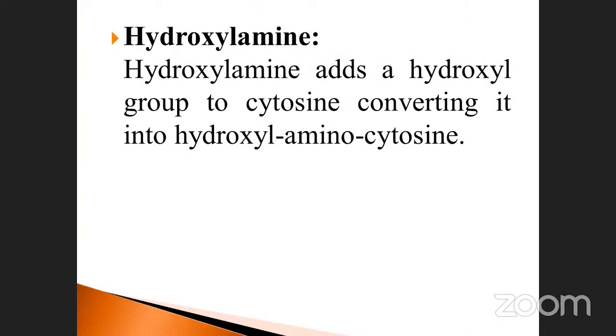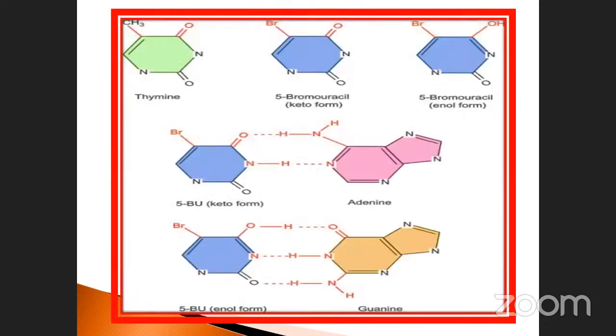Hydroxylamine. Another one is called hydroxylamine. Hydroxylamine adds a hydroxyl group to cytosine, converting it into hydroxylaminocytosine. Hydroxylamine plus cytosine gives hydroxylaminocytosine. It also changes the nucleotide sequence in the particular DNA molecule. See that thymine, the same thing is also given here.